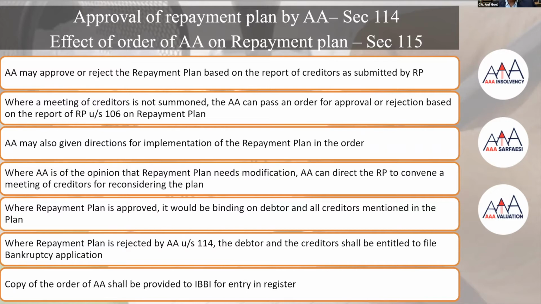When the adjudicating authority feels that there is a requirement of modification, then the adjudicating authority can also direct RP to convene a meeting of the creditors for reconsidering the plan. Where repayment plan is approved, it would be binding on the debtors and all creditors mentioned in the plan. Now, this is something which is very, very important. Let us understand it very clearly.